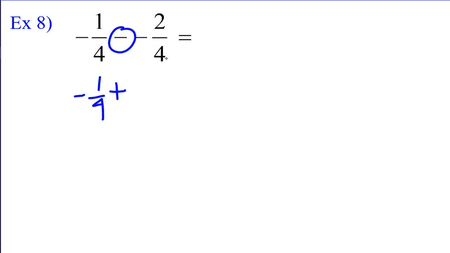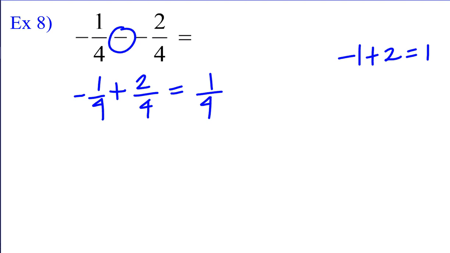This is negative 2/4, so I want the opposite, or the additive inverse. That would be positive 2/4. Keep that denominator of 4 because they are alike. Negative 1 plus 2 is positive 1, so our answer to this is positive 1. As we can see, using single fractions is pretty simple and pretty easy.